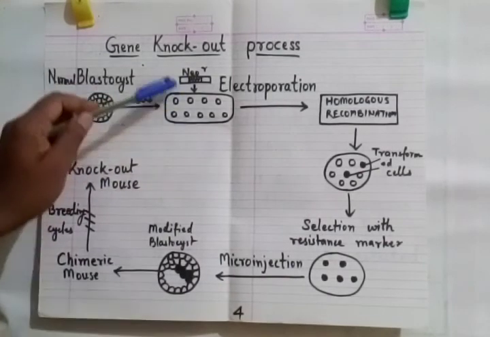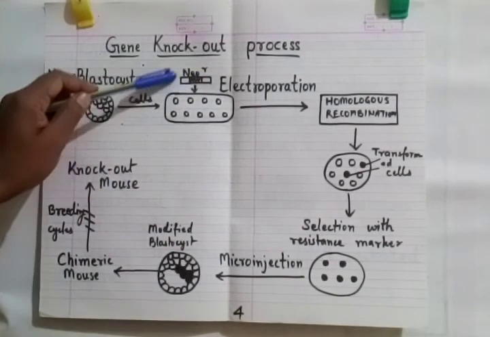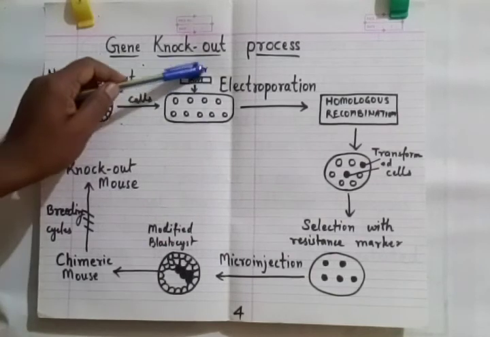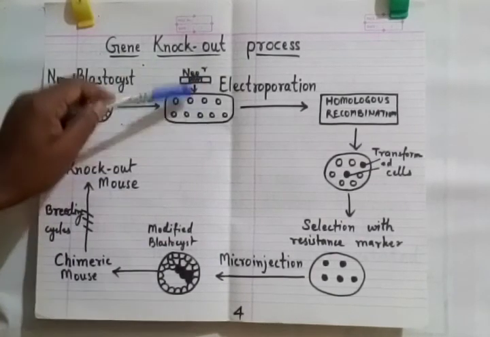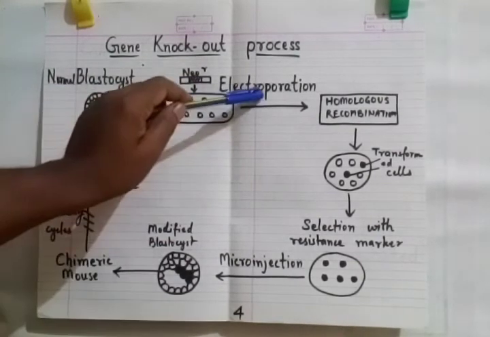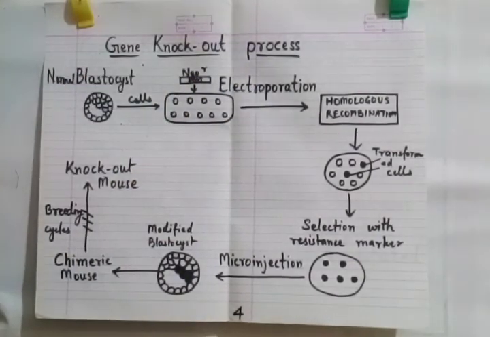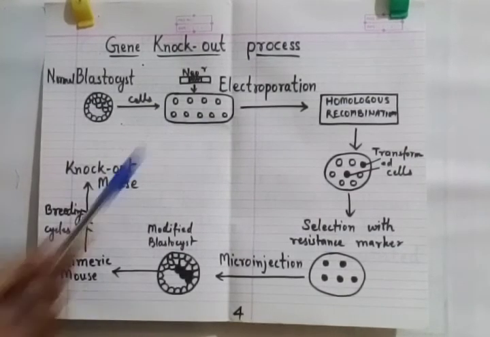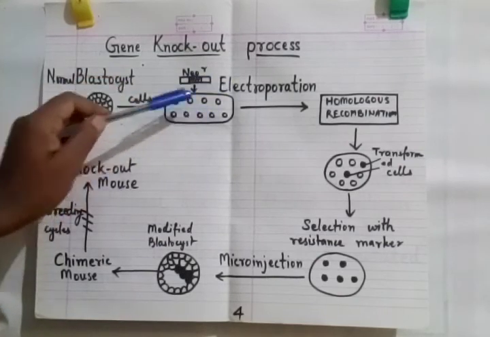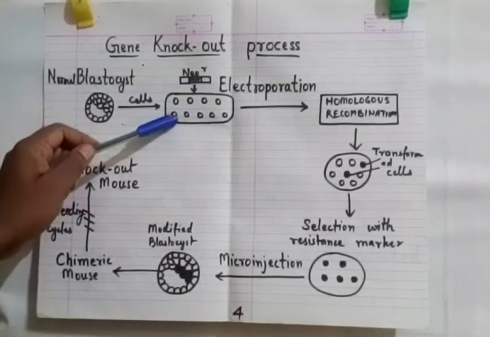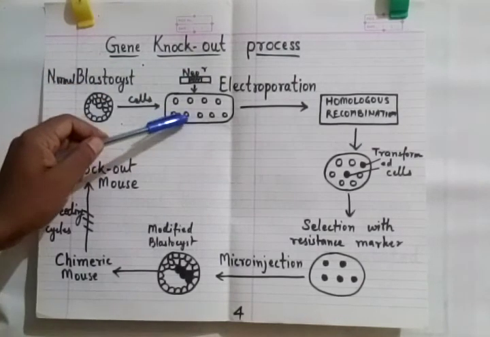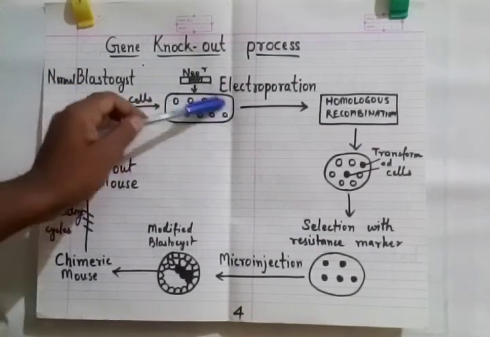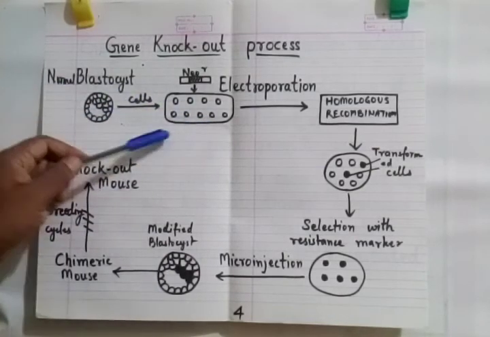In this plate, we insert a desired targeting vector which contains the neomycin resistance gene, and we try to insert it into these cells by the method of electroporation. You have already discussed electroporation in your previous classes. So once after successful electroporation, we will have the neomycin resistance gene incorporated into the cells of this normal blastocyst.